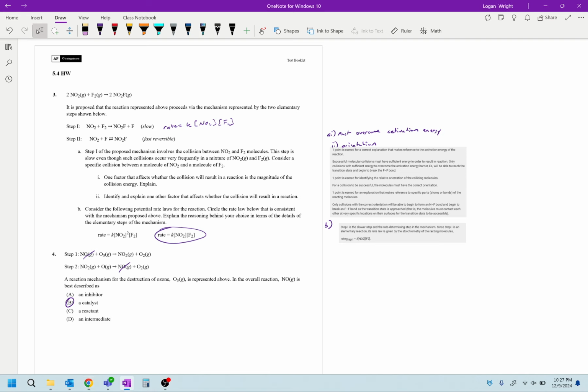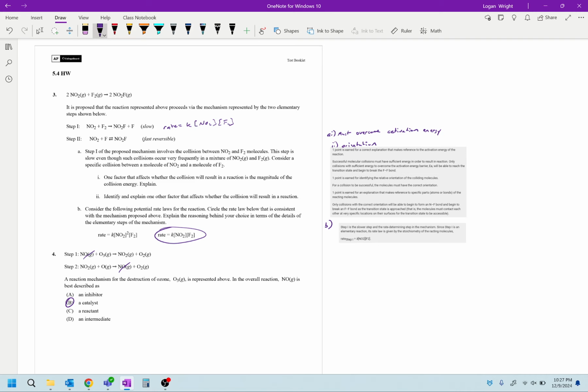This one was really wordy, but we have a proposed mechanism with a slow followed by a fast reaction here in steps 1 and 2. And it says step 1 involves the collision between nitrogen dioxide and fluorine molecules. This step is slow, even though such collisions occur very frequently in a mixture of these two things.